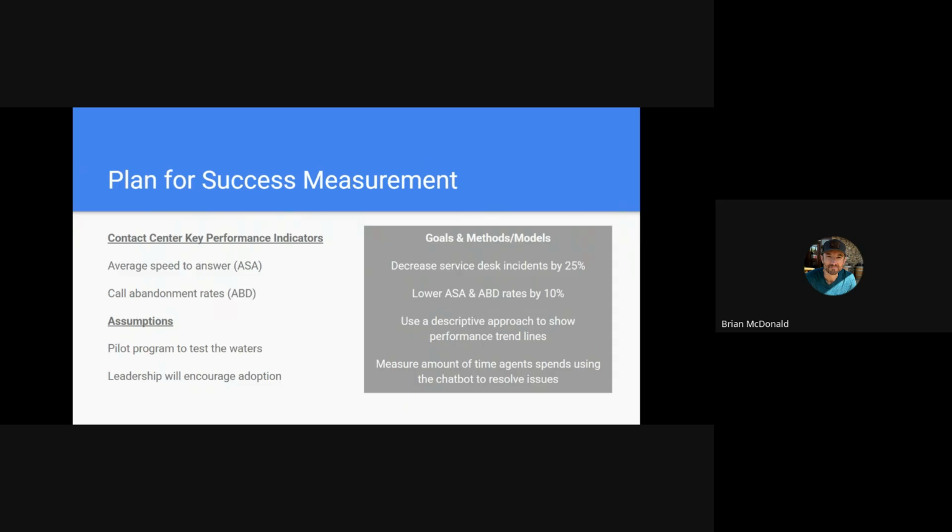Also, in doing that, what we hope is an outcome is that we would have lower average speed to answer and abandonment rates, which is huge. So looking to lower those by 10%. We would likely use a descriptive approach to show performance trends using bar graphs and so on. And then we would be measuring amount of time that agents spend using the chatbot. And we'll cover that a little bit later too with a process diagram.